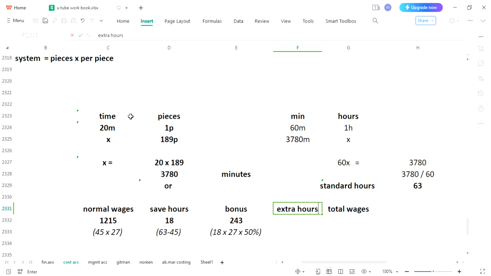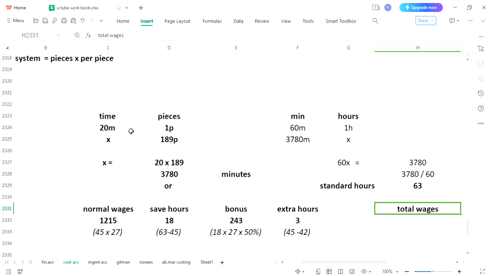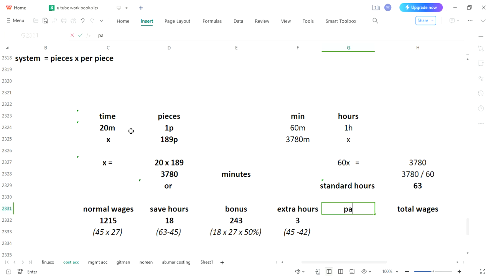Extra hours, how would you calculate? Look, 45 hours he had worked, while permitted hours were only 42. It means he had worked 3 extra hours, and you can calculate 45 minus 42. Alright. So how would you pay for extra hours? Again, we'll have to go a little up. Payment. Extra payment is a better word. So you will write here extra payment.